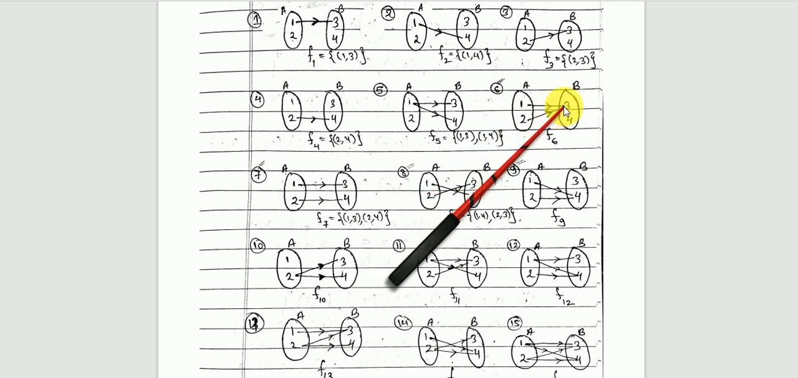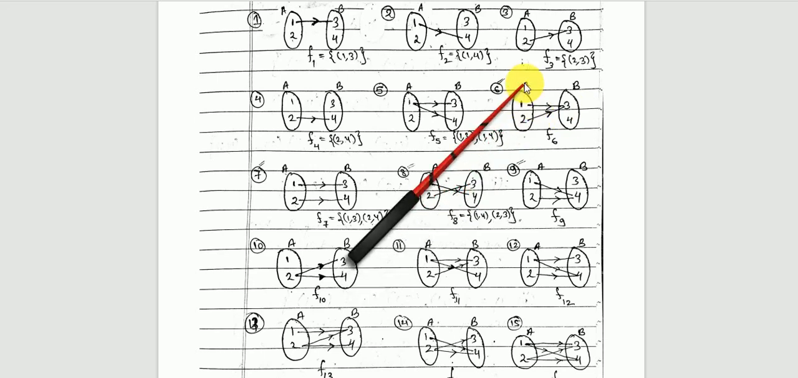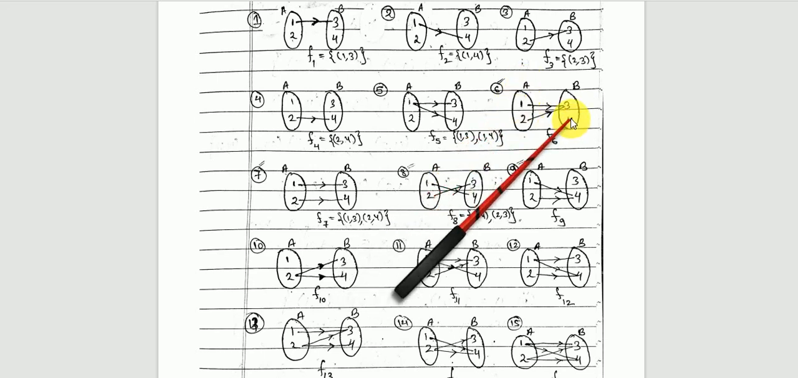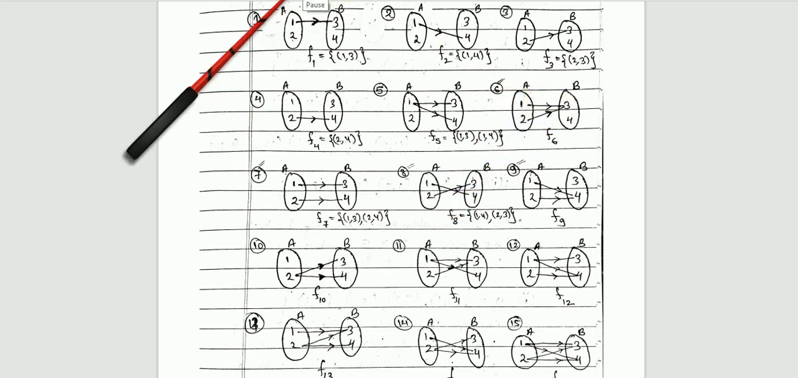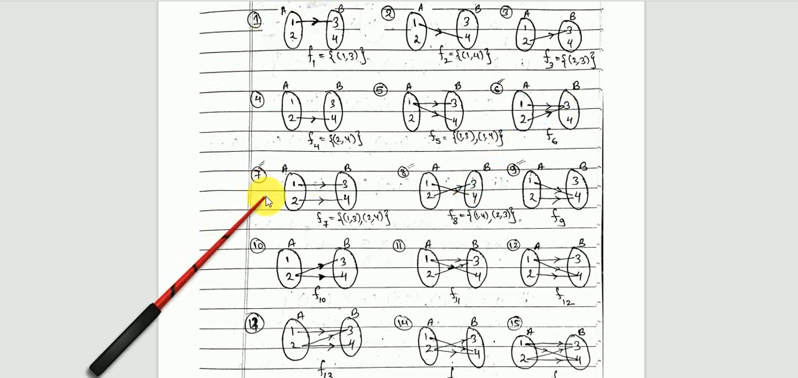2 is related to only one element over here. And each element of set A is related to some element of B. So therefore this is a function. Now let us see the next one.